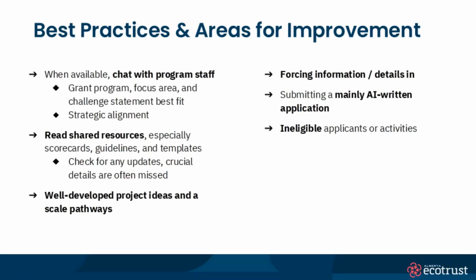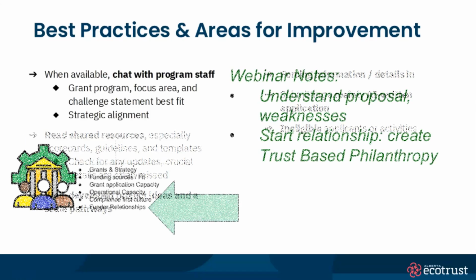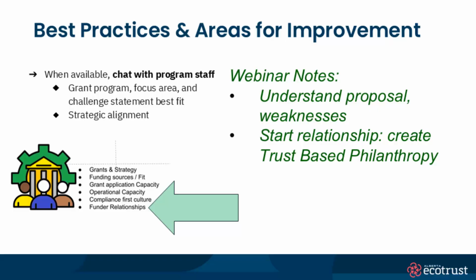If there's capacity and opportunity, because we realize not every funder offers this, a huge recommendation is chatting directly with staff. That's something that we offer at Alberta Eco Trust. You can chat with a program specialist for our 2 bigger grants, and this can really help us understand your proposal, and we can give feedback on the best fit for grant program, focus area, challenge statement, and potential application weaknesses.